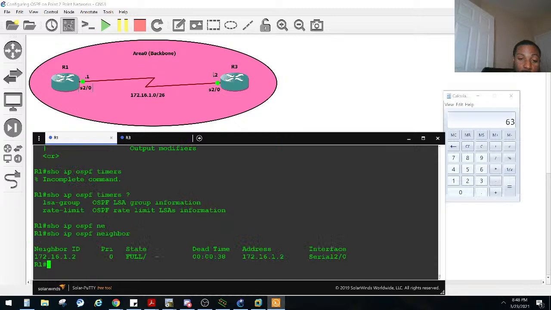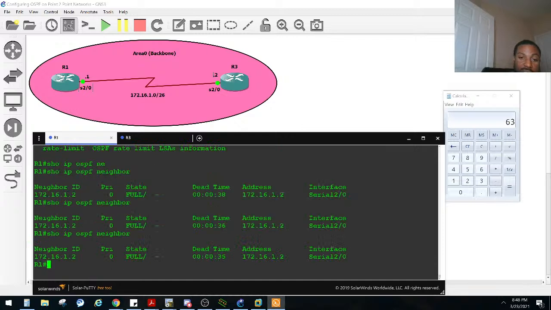Show ip ospf neighbor. See that it started over again and I missed it. Anywho, yeah, I believe he says hello every 10 seconds and it's 4 times the hello. Correct me if I'm wrong, Paul.